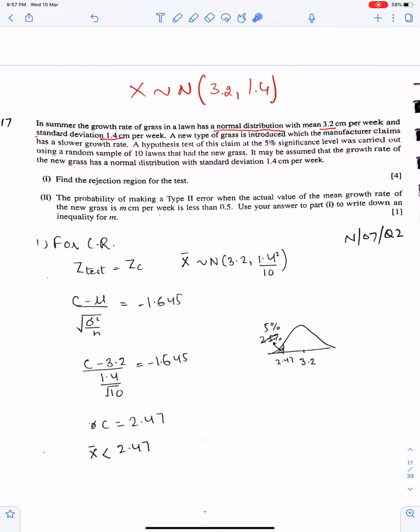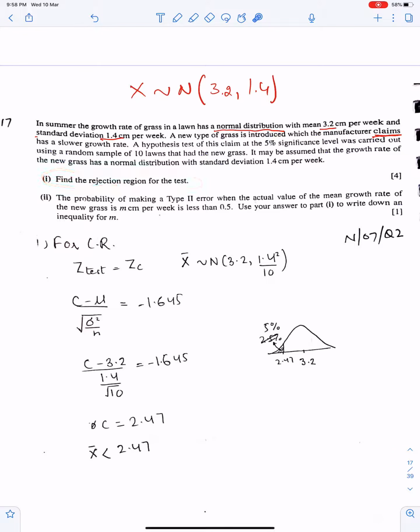Well, a new type of grass is introduced which the manufacturer claims has a slower growth rate. Now the claim is mu less than, in H1. A hypothesis test of this claim at 5% level was carried out using a random sample of 10. So this is the sample size that had the new grass. It may be assumed that the growth rate of the new grass has a normal distribution with standard deviation 1.4. Find the rejection region for the test.